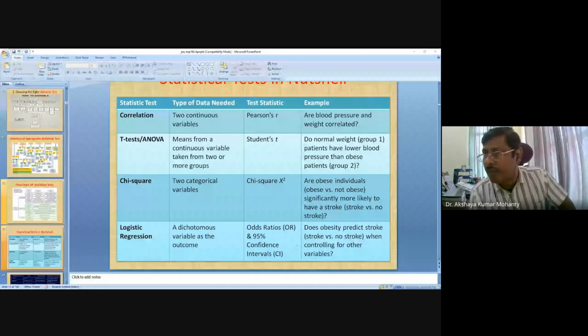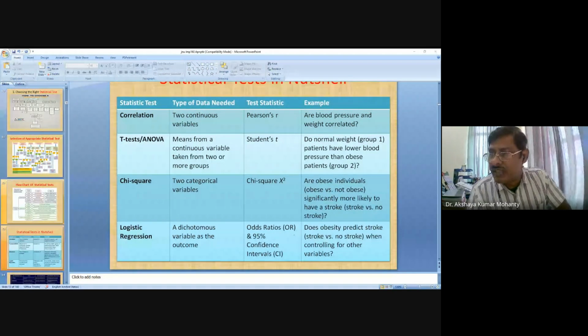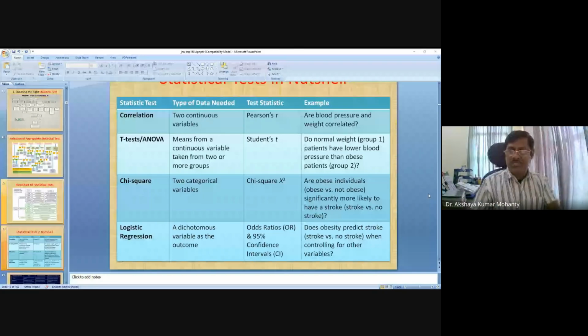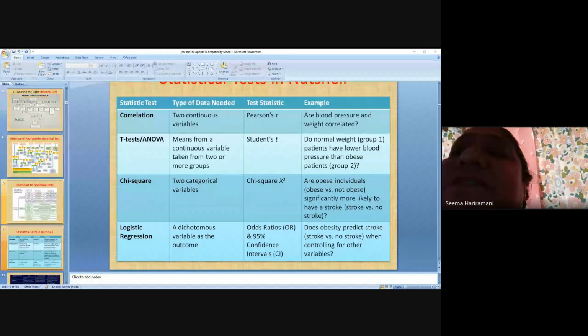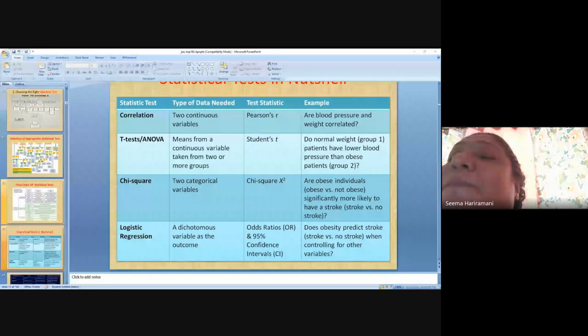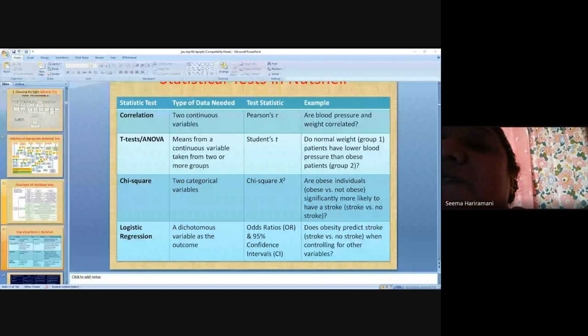First, tell me your name and show your face, please. Yes, Seema. Parametric test. Why is it a parametric test? Because continuous variables are there, and we have to measure blood pressure and weight. We have to correlate them, whether they are associated or not.